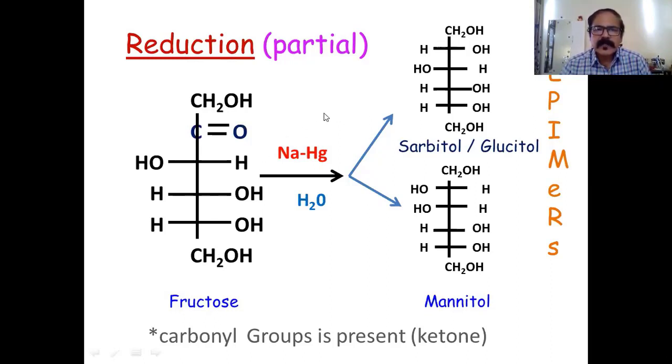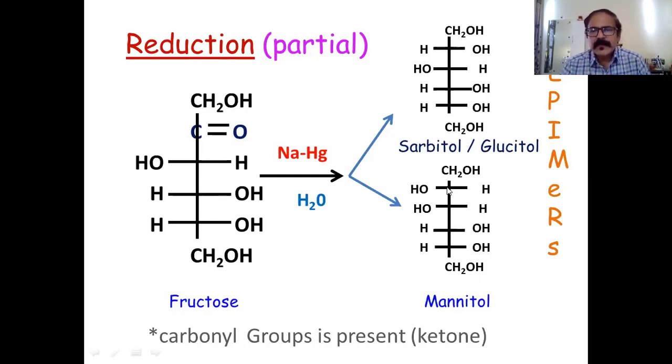In the second carbon, when we reduce this, the oxygen becomes an alcohol, giving rise to sorbitol or glucitol. In the second case, what is happening? This oxygen is pushed towards the left hand side. Then you will get a different compound, which is called mannitol. So this is sorbitol, this is mannitol. These two differ in the second carbon. Everything else, first carbon to sixth carbon, is the same. The only difference you can find is in the second carbon.